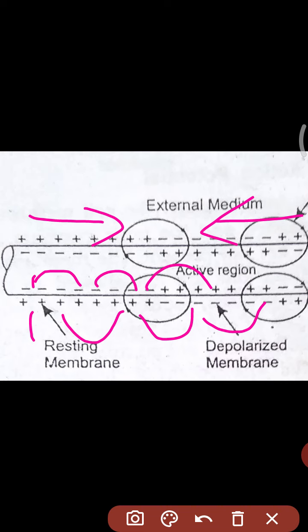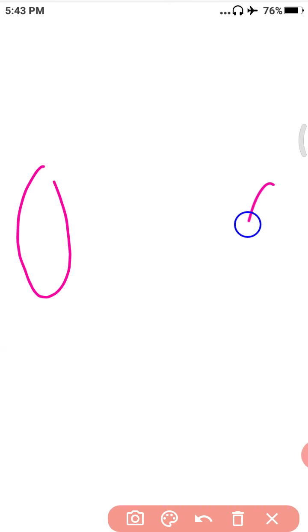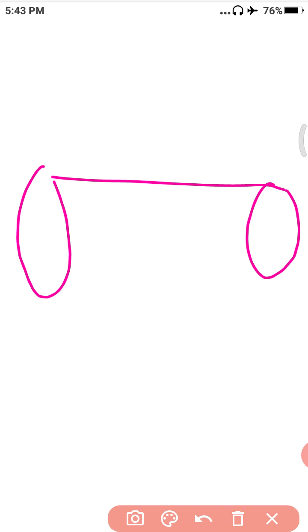So now, the entire length of the fiber: how does the action potential wave propagate? For example, I am going to consider a nerve cell here. This is a simple nerve fiber.